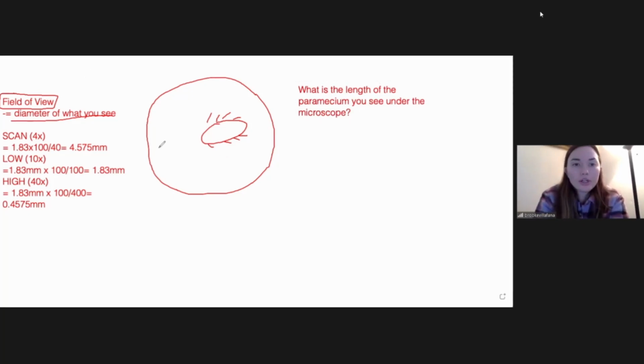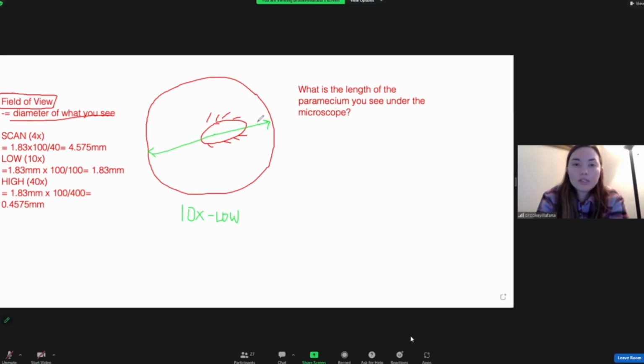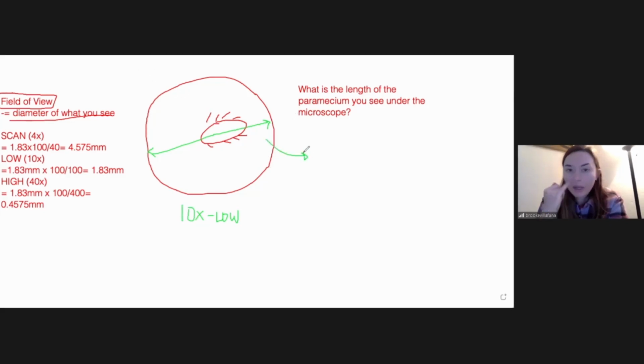So what you're going to do is take the field of view, which, like we said, is this distance across the circle. If you know the distance across the circle, that really helps you measure, right? So let's say this is a low power 10x. What is the field of view, the distance across the circle, for low power 10x? What would that green line measurement be? Anyone want to take a stab at it?